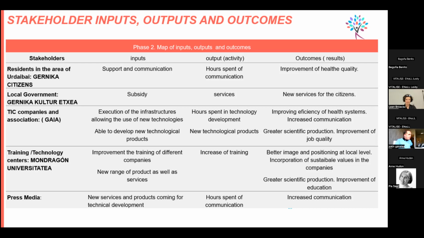For the media, inputs were new services and products coming from technical development, the output, hours spent in the communication, and the outcomes, increased communication, better communication, more bilateral one.